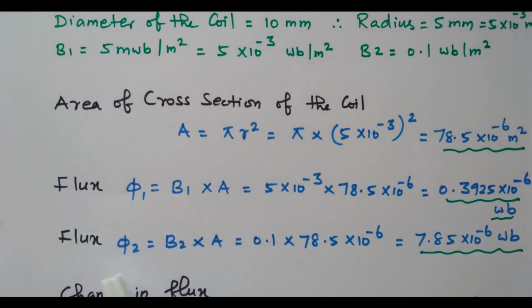Similarly, the second flux phi 2 is nothing but B2 into A. The B2 value is given as 0.1, into this area 78.5 into 10 to the power minus 6. So by simplifying this, what we got? 7.85 into 10 to the power minus 6 Weber. So we calculated the phi 2 value also.